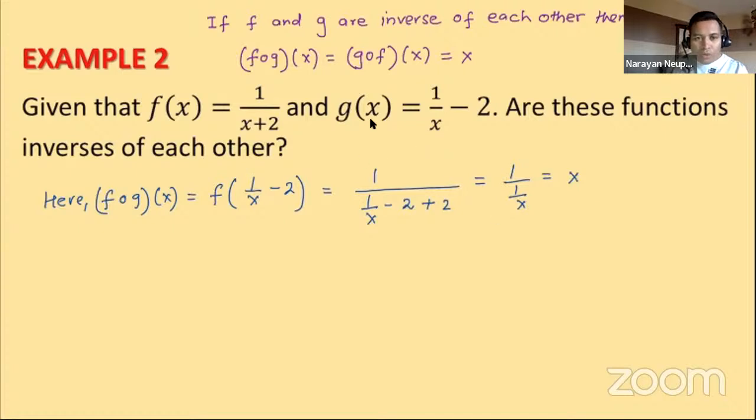Now we also need to check the second condition here. So let's do that. If I want to find g∘f of x, this is g of f of x. f of x is the inside function. f of x is 1 over x plus 2. I keep that as it is.